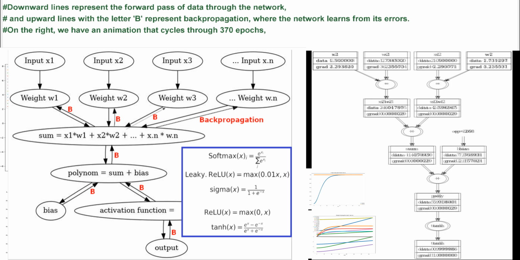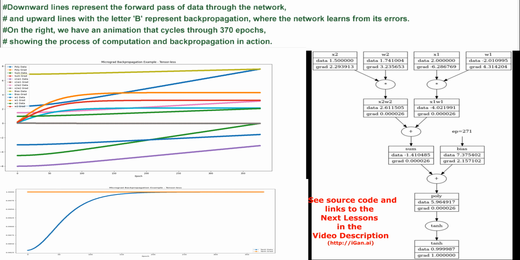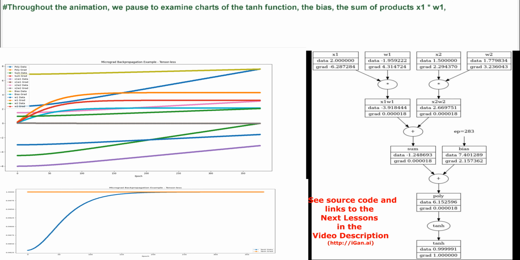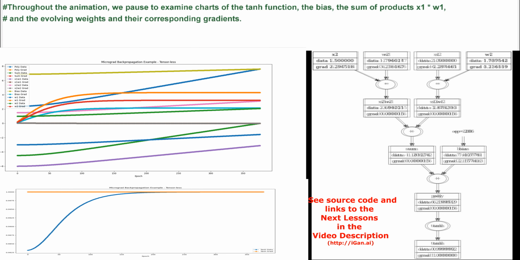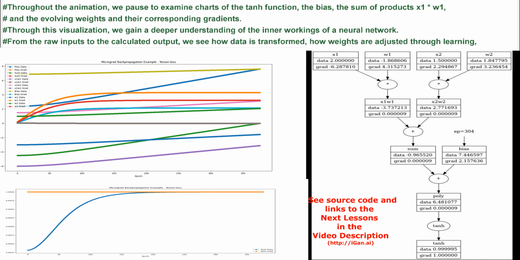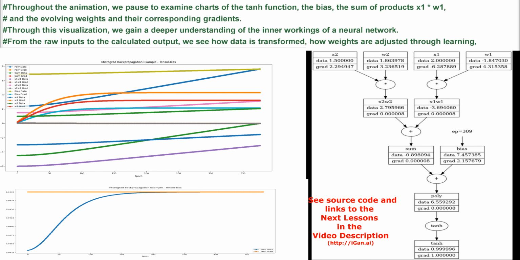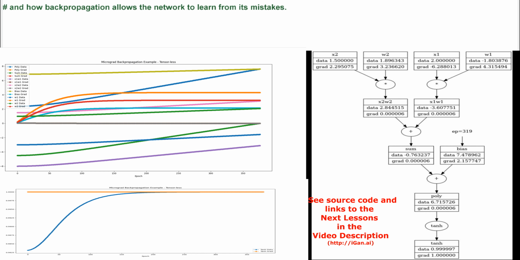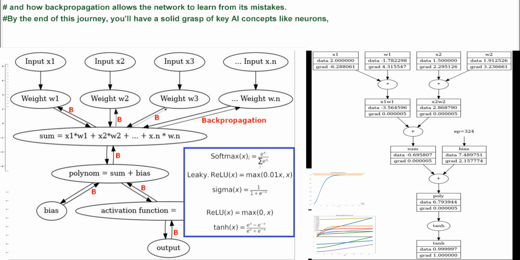On the right, we have an animation that cycles through 370 epochs, showing the process of computation and backpropagation in action. Throughout the animation, we pause to examine charts of the tanh function, the bias, the sum of products x1 * w1, and the evolving weights and their corresponding gradients. Through this visualization, we gain a deeper understanding of the inner workings of a neural network. From the raw inputs to the calculated output, we see how data is transformed, how weights are adjusted through learning, and how backpropagation allows the network to learn from its mistakes.